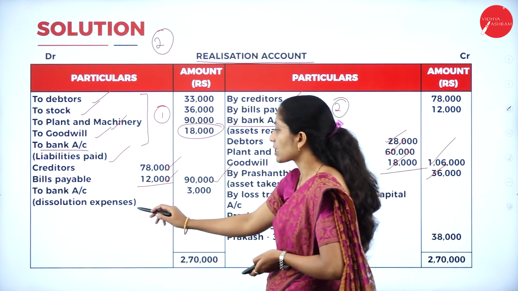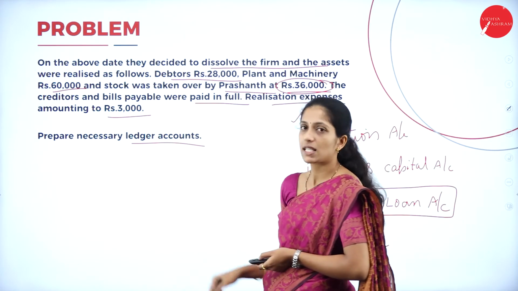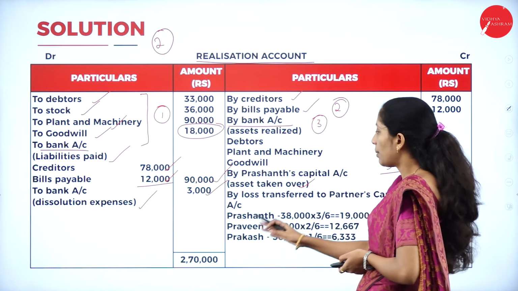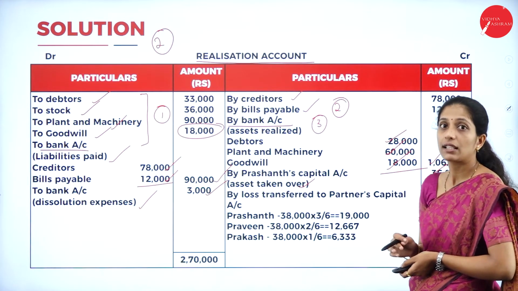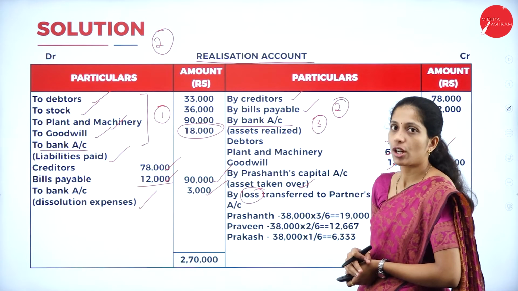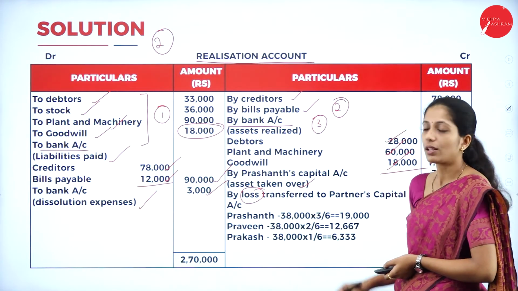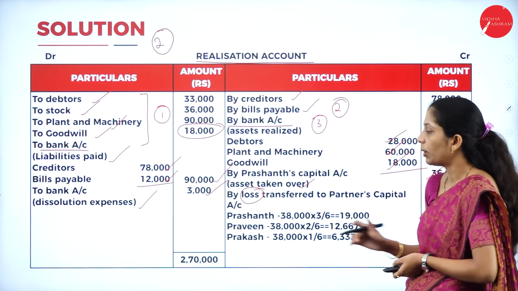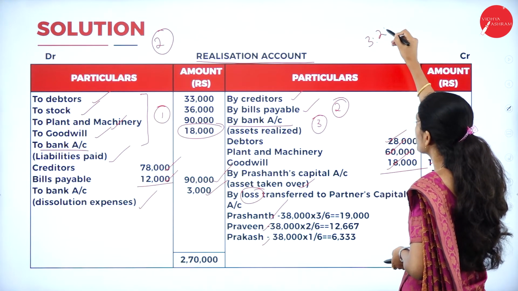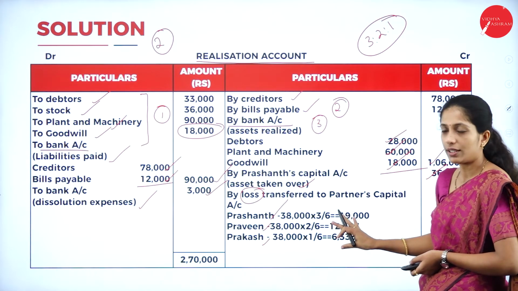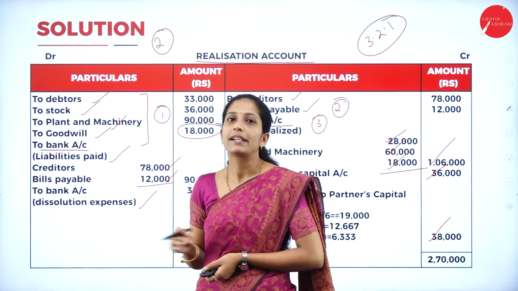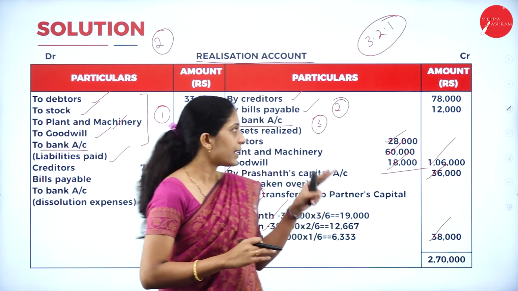Next, record dissolution expenses. So, here they have given dissolution expenses 3,000. So, how to record? To bank account, dissolution expenses 3,000. Now, balance both the sides and the balancing figure will be either realization profit or realization loss. Now, in this problem, it is realization loss. So, transfer this loss to all the partners in their old profit sharing ratio. Now, who are the partners? Prashant, Praveen and Prakash. What is their profit sharing ratio? 3:2:1. So, distribute the loss in this ratio. So, the loss is 38,000. Suppose it is profit, you will record it on the debit side of the realization account. Now we are done with the realization account.